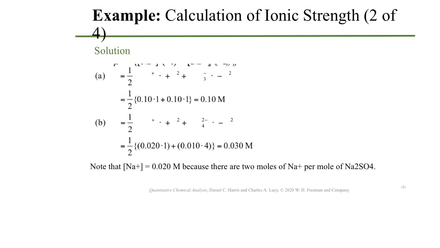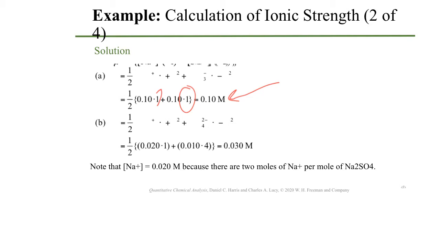Well, this didn't show up very well from the slide, but you get the picture, right? Because in this case, both of them are singly charged, and so it's just 0.1 times 1 squared, 0.1 times 1 squared, right? And then you take half of that and you get 0.1 back.